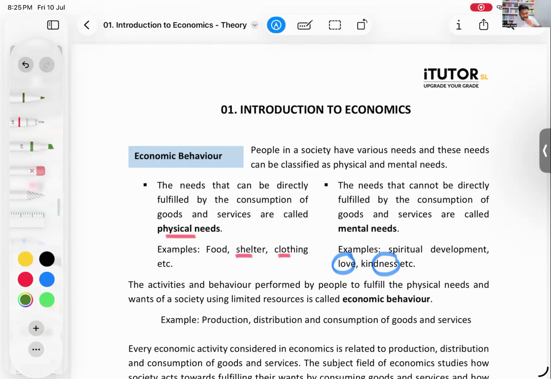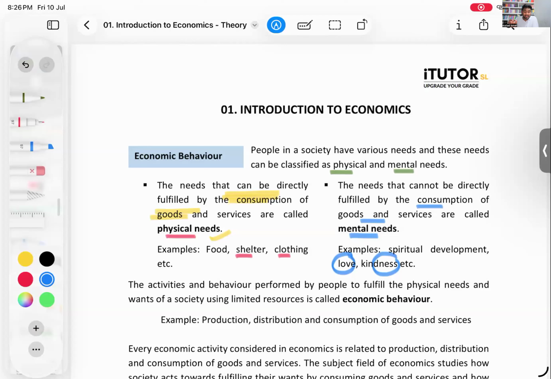Very simple story. I'm saying people in a society have various needs, and these needs can be classified as physical needs and mental needs. The needs that can be directly fulfilled with the consumption of a good or service are called physical needs. So if you can satisfy that by buying something, like buying a coat or some nice clothes, that is called a physical need. But needs that cannot be directly fulfilled by the consumption of a good or service are called mental needs. Example, love, kindness, spiritual development.